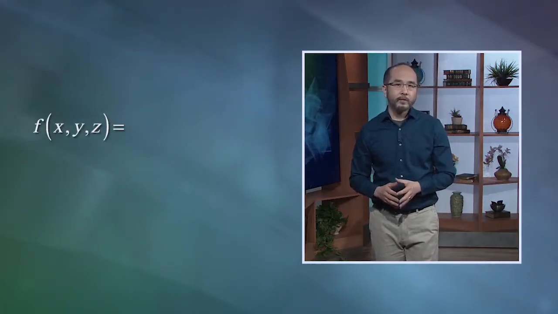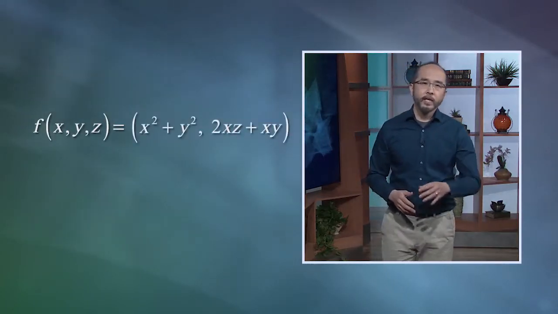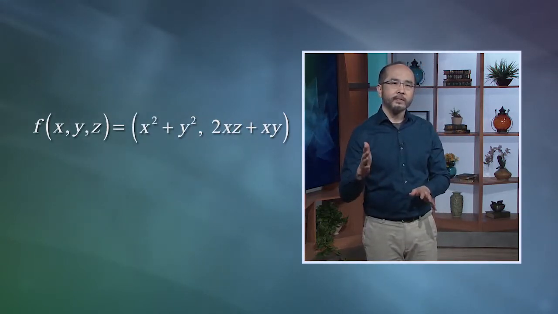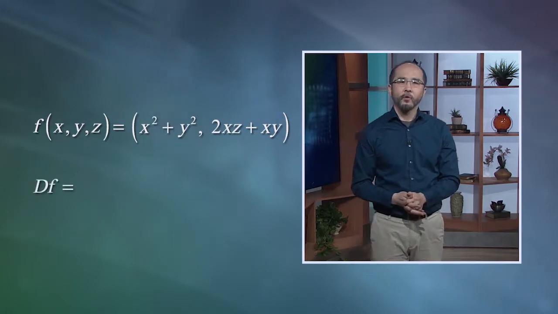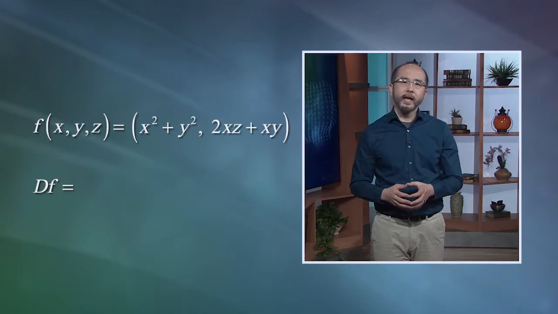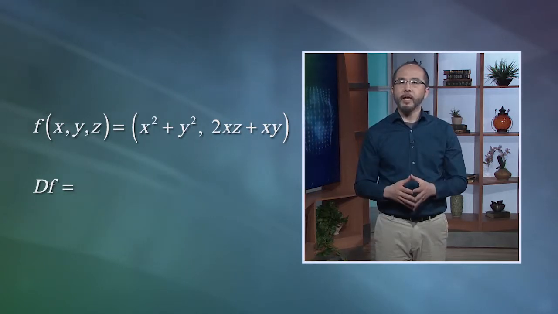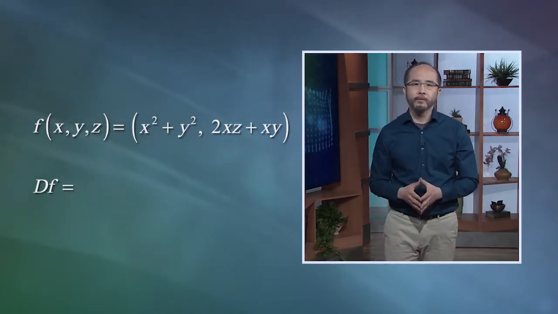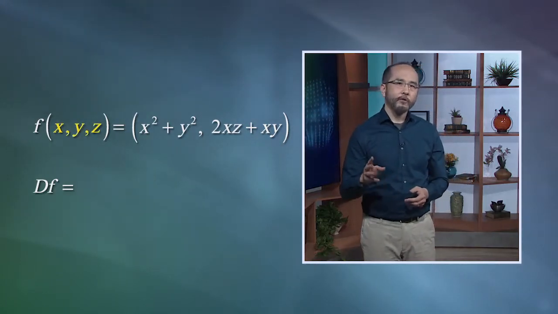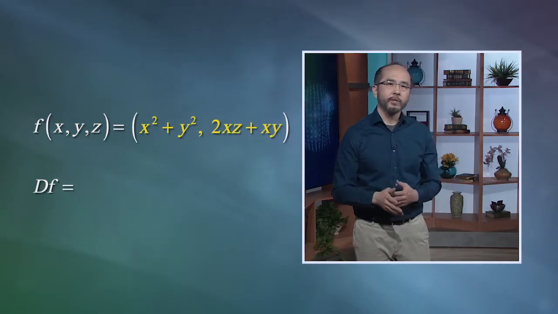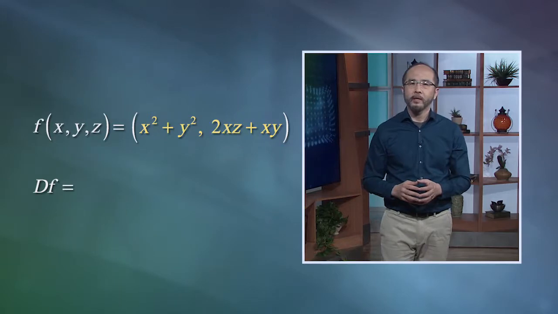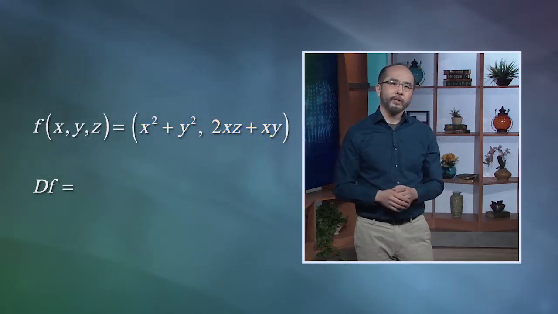Suppose f of x, y, z is the vector x squared plus y squared and 2xz plus xy. What is the derivative matrix Df? Well, the first thing to ask is, what are the dimensions of Df? I'll give you a moment to think about that. Well, since f goes from R3 to R2, the matrix Df must be 2 by 3 in order for it to behave right.